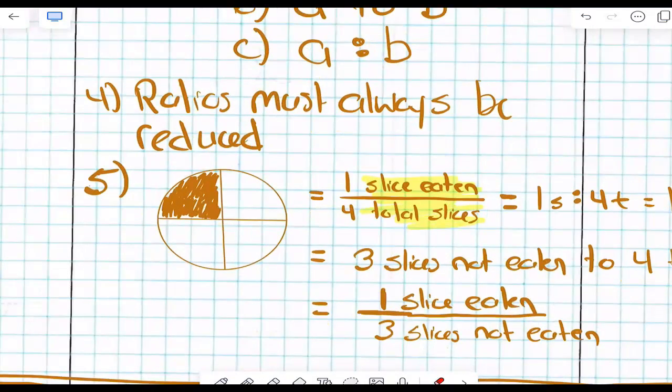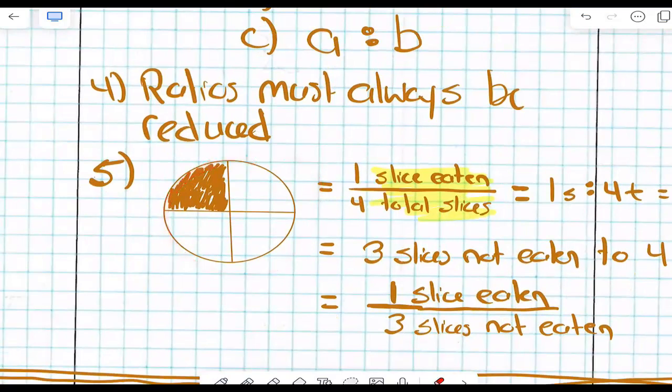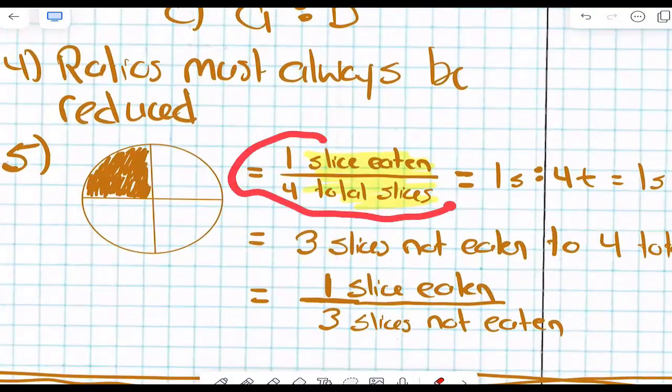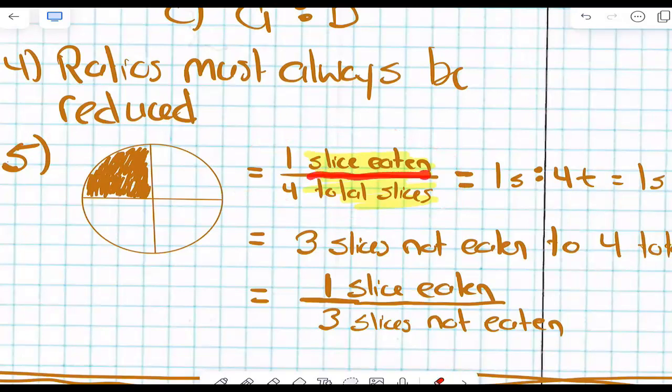Now we said ratios were a relationship between two numbers, right? We're going to imagine this is a pizza, and we're going to imagine you ate one piece of the pizza. This ratio that we wrote looks like a fraction because fractions are ratios, right? It's telling us that we ate one slice of the pizza. How many total slices were there? 4. Do the 1 and the 4 have a relationship with each other? They're both talking about the pizza, right? 1 is how much we've eaten, 4 is how much we have left.